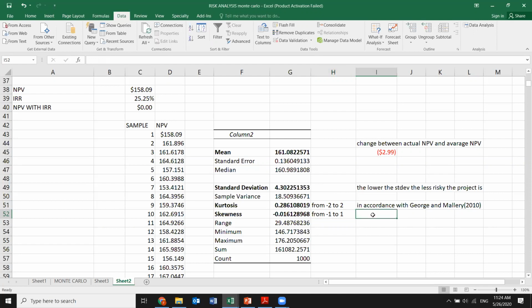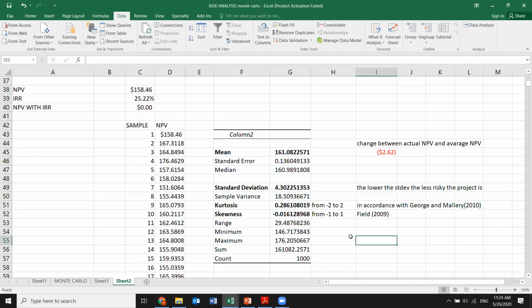Another point is that another scholar, Field, published his paper. He did an empirical investigation in 2009 as well, and came up with the same conclusion as George and Mallory. These two things should fall in the range from -2 to 2 and from -1 to 1, for kurtosis and skewness respectively.